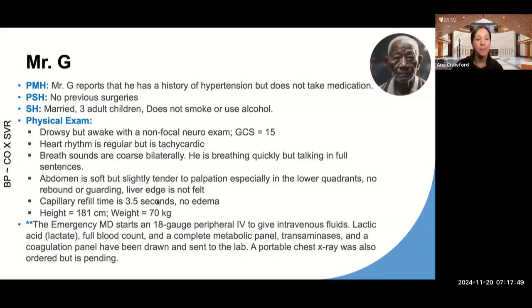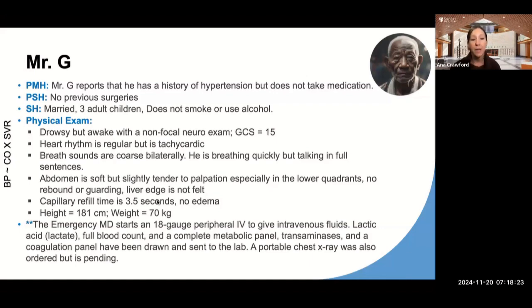On physical exam, Mr. G is drowsy but awake with a non-focal neuro exam. His GCS is 15. His heart rhythm is regular but tachycardic. His breath sounds are coarse bilaterally. He's breathing quickly but is still able to speak in full sentences. His abdomen is soft but tender to palpation, especially in his lower quadrants. There's no rebound or guarding, and his liver edge is not felt. His capillary refill time is 3.5 seconds, and he has no edema in the peripheries.